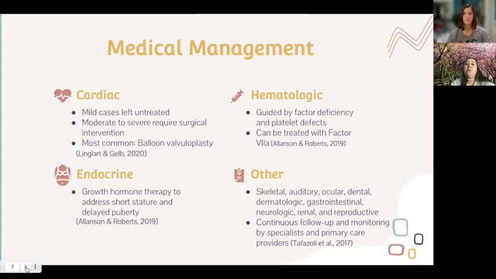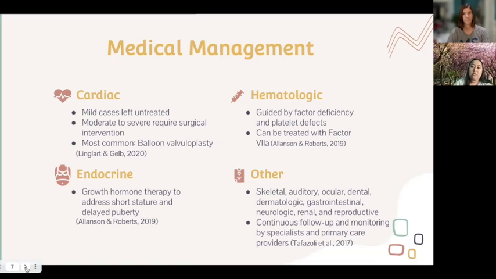When we look at the medical management for Noonan syndrome, like I stated, most individuals do have some type of cardiac deficiency. Some of these mild cases can be left untreated. However, if an individual has a moderate to severe cardiac condition, these do require surgical interventions. The most common type is a balloon valvuloplasty, and any cardiac condition in a Noonan syndrome patient is treated like a typical pediatric heart condition.